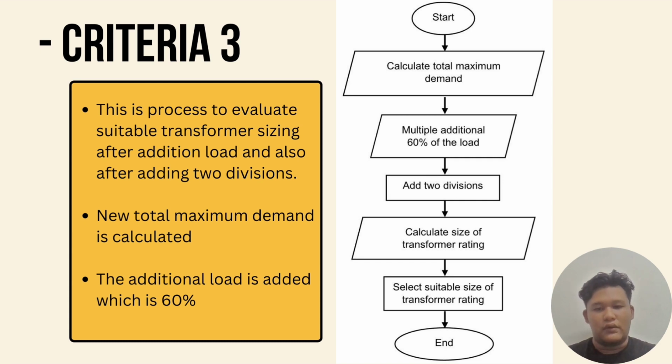As we can see, the flowchart for criteria 3 starts by calculating the total maximum demand and then multiplying by the additional 60% of the load. Next is to add two divisions and then calculate the size of the transformer rating. After that, select a suitable size of transformer rating, and end.